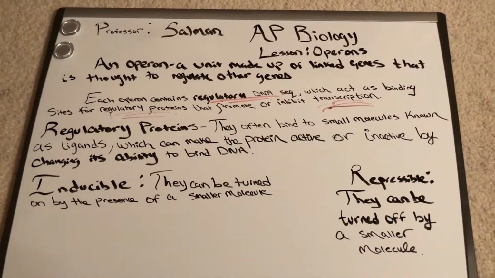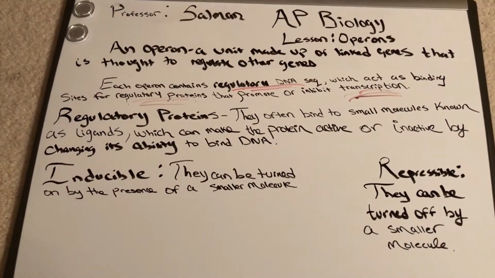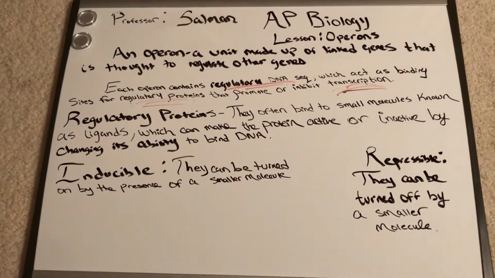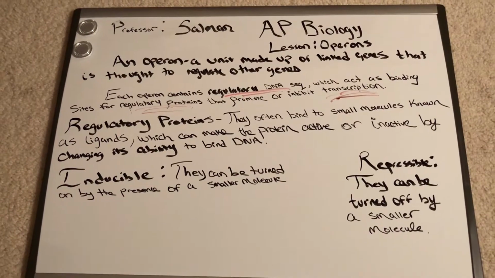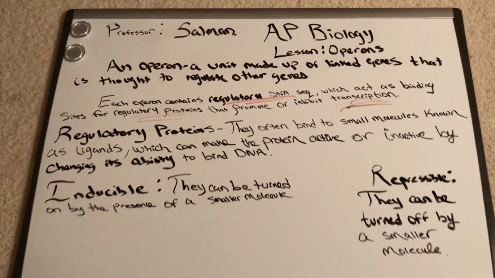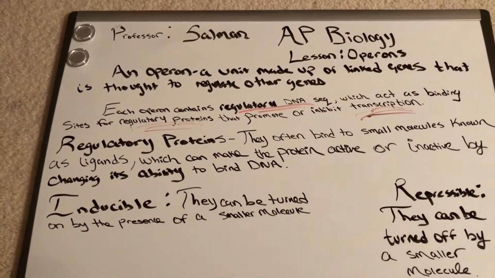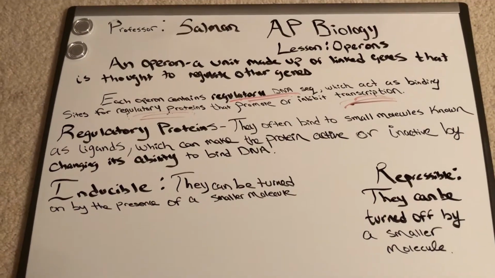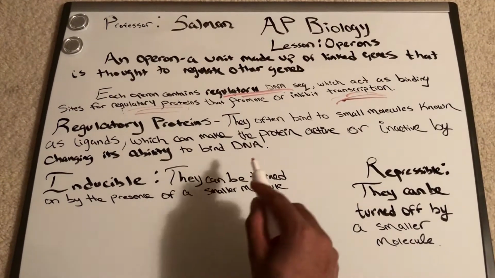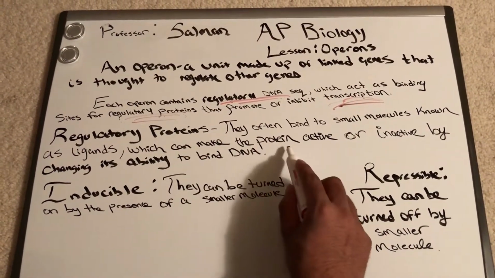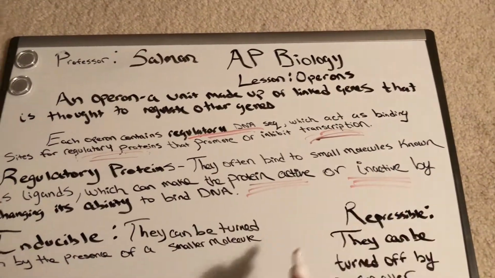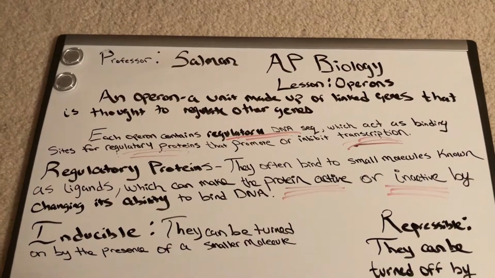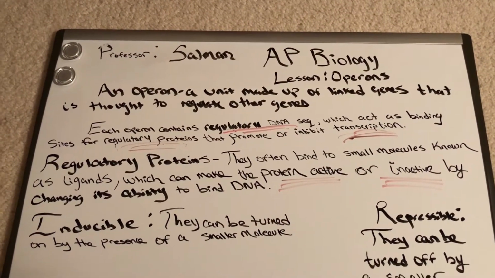So regulatory proteins are basically molecules that have small molecules bind to them, known as ligands, which can make the protein active or inactive by changing its ability to bind DNA. So it's important to keep in mind that these ligands can either make the protein active or inactive. Very important. So you can have two types of operons.